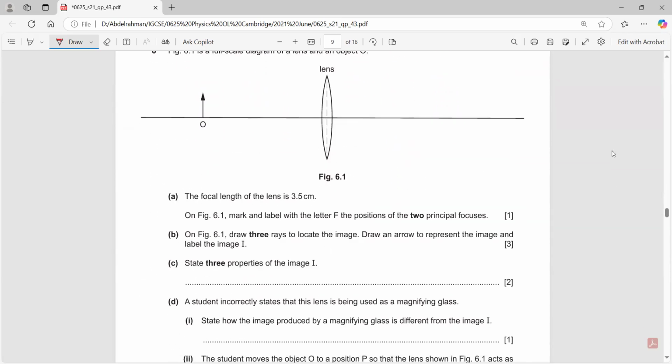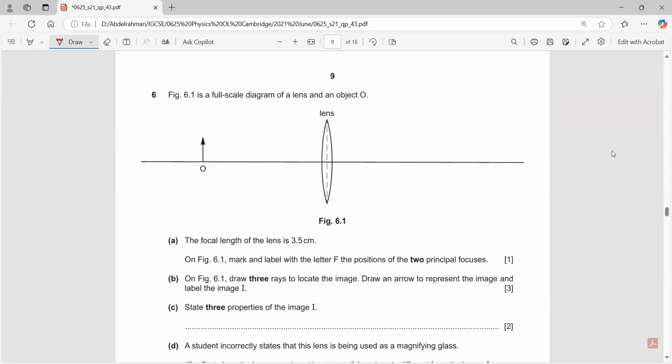Figure 6.1 is a full-scale diagram of a lens and an object O. The focal length is 3.5. On figure 6.1, draw the two principal focuses. Okay, measure 3.5 centimeters wherever 3.5 centimeters is. For example, it's on this point and at this point. So you have to measure them using your ruler, please. Distance 3.5 centimeters on either side of the lens, focal point and the other focal point.